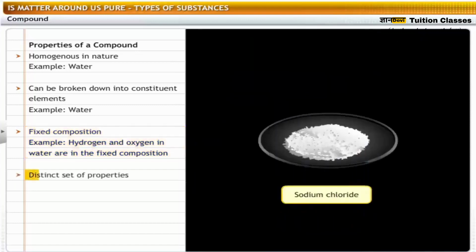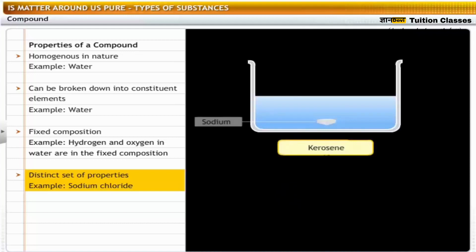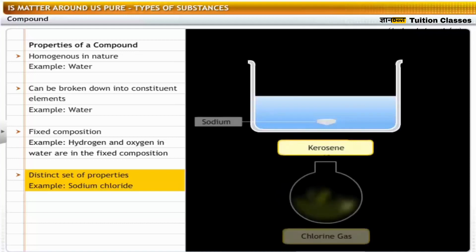A compound has a distinct set of properties which is not similar with the properties of its constituent elements. For example, sodium chloride, table salt, is a harmless substance which is a white crystalline solid. On the other hand, its constituents, sodium, is a greyish-white solid, and chlorine is a greenish-yellow gas that are potentially dangerous.